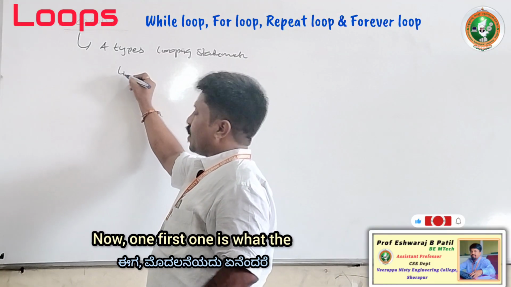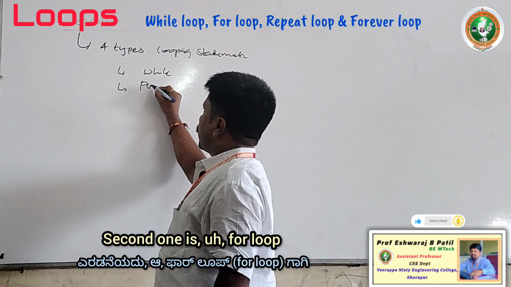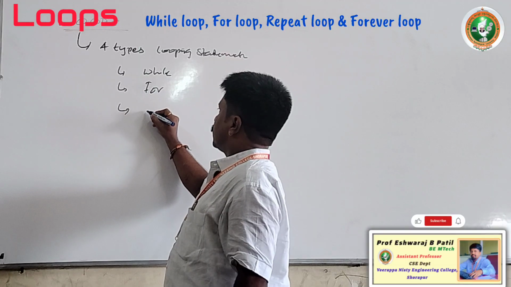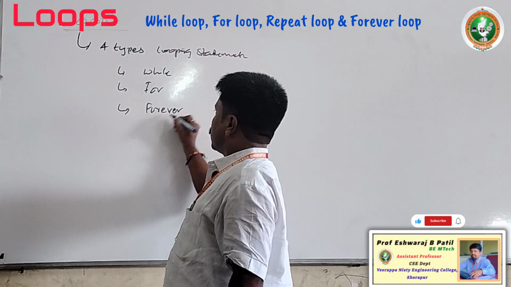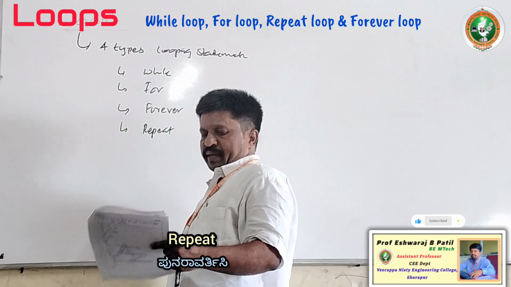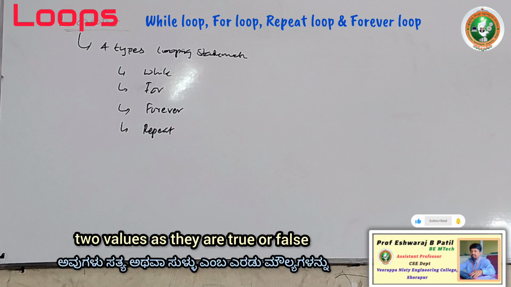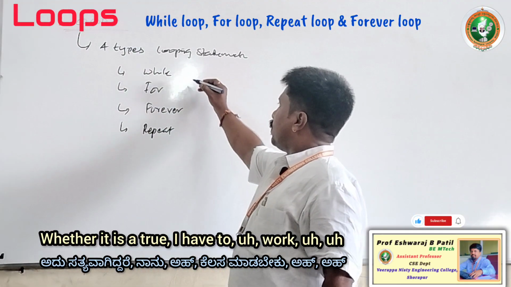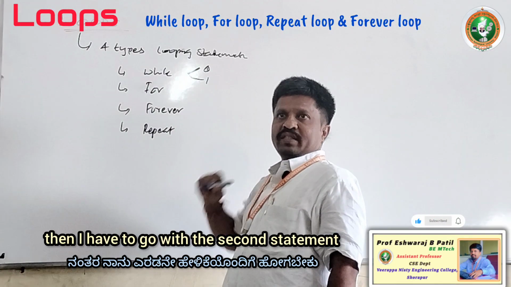Now, the first one is the while loop. The second one is the for loop. The third one is forever. The fourth one is repeat. The while loop has two values, true or false. If it is true, I have to execute the first statement. If it is false, then I have to go with the second statement.